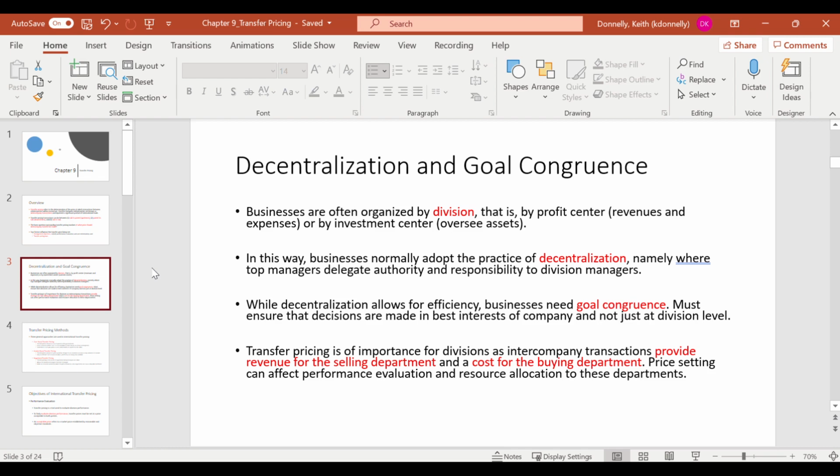So transfer pricing is of importance for divisions, as intercompany transactions provide the revenue for the selling department and the cost for the buying department, which will ultimately become an expense as cost of goods sold. So the idea here is if A sells to B and we're setting the prices, this is important because if we look at the income statement of A, it's going to show their revenue. And if we look at the income statement of B, this is going to show their expense, ultimately, if they sell the item.